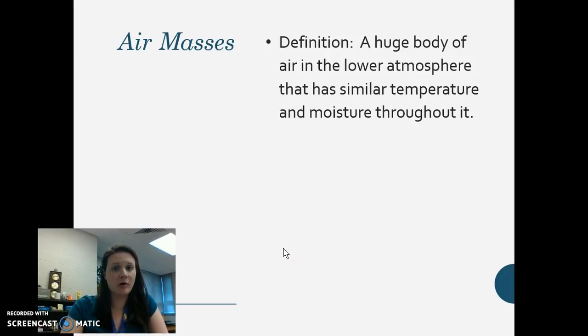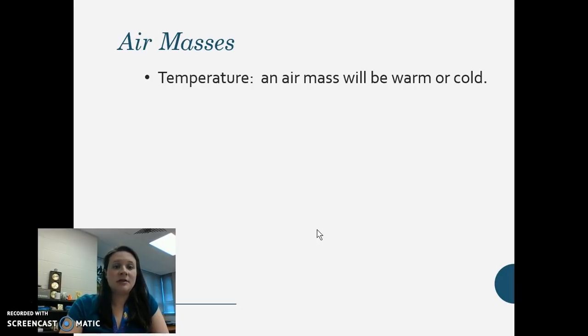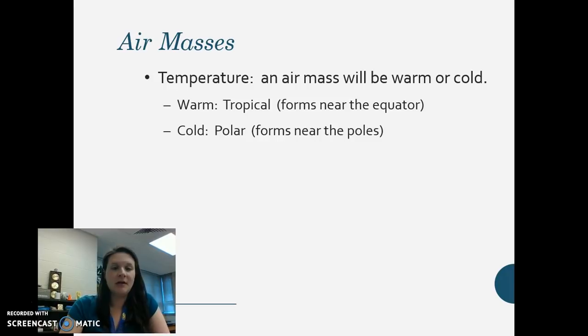So first we're going to talk about what we call the different temperatures of an air mass, because they all have different names. So temperature, of course, is going to either be warm or cold. The warm air masses we call tropical. These are the ones that are going to form near the equator. And the cold air masses we call polar. And these form near the poles. Pretty simple.